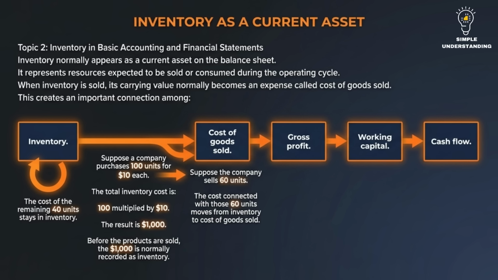Suppose a company purchases 100 units at $10 each. The total inventory cost is 100 multiplied by $10. The result is $1,000. Before the products are sold, the $1,000 is normally recorded as inventory. Suppose a company sells 60 units. The cost connected with those 60 units moves from inventory to cost of goods sold. The cost of the remaining 40 units stays in inventory.